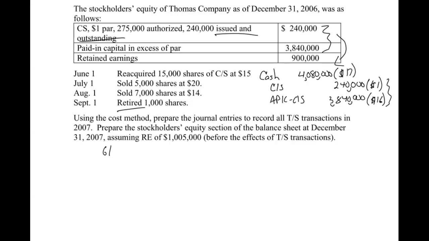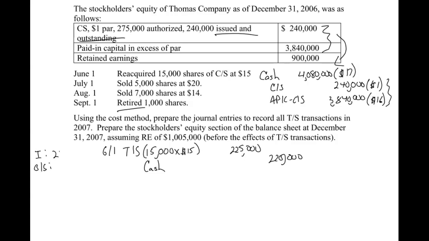On June 1st, we are reacquiring 15,000 shares of common stock at $15. When we're buying back shares, remember we call it treasury stock. We are using the cost method, so we're buying 15,000 at $15, so that's $225,000, and we're just paying cash for that. I'm also going over here to the side to keep up with my issued and outstanding, because that's important.